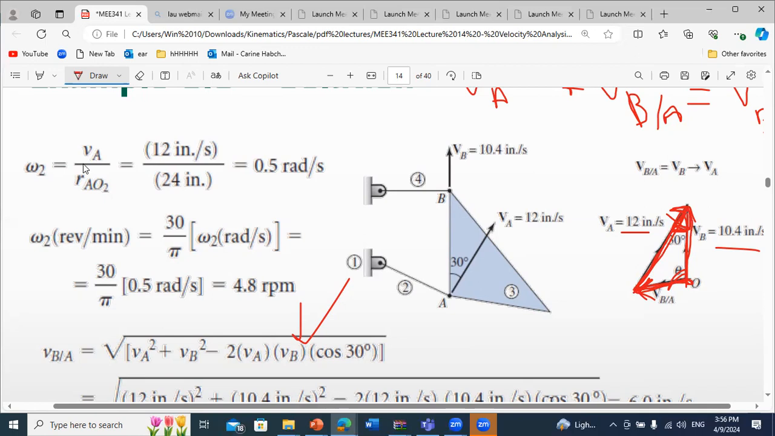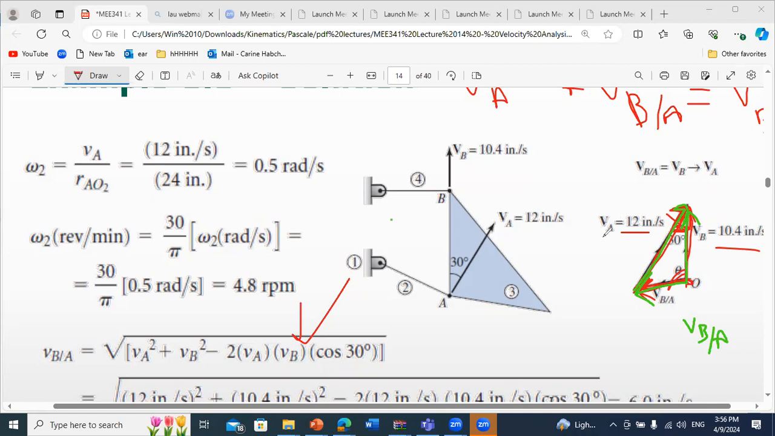According to my figure, VB relative to A should be in this direction, because I start by VB relative to A from origin O. When I add to it vector VA, I end up at the extremity of VB. So the summation of these two will give me VB. So these three vectors will form a triangle of vectors. What do I know in this triangle?